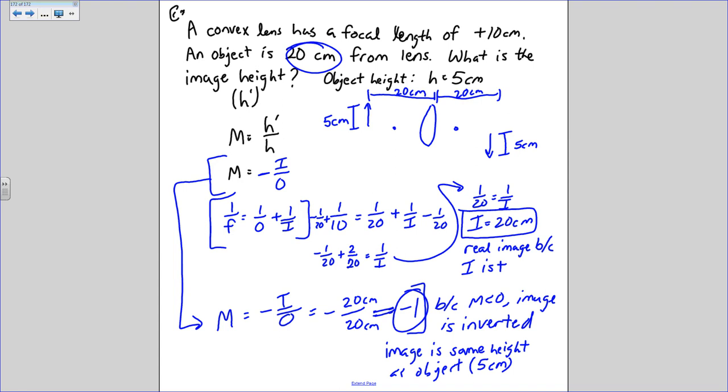On the test, you wouldn't have a question with so many steps, but any one of these individual problems, that is finding the image distance, finding the magnification, or finding the height of the image, any one of those could be fair game for the quiz, which will be part of the final.